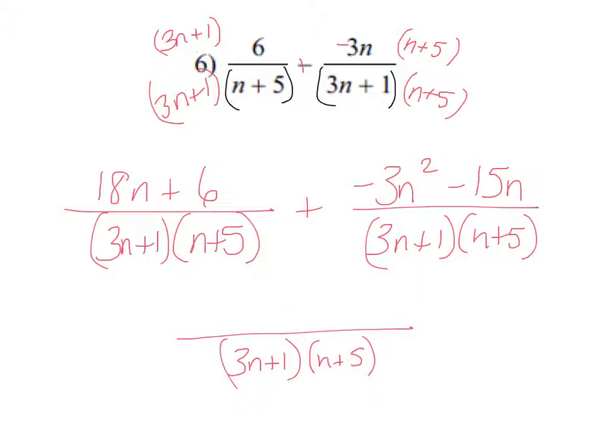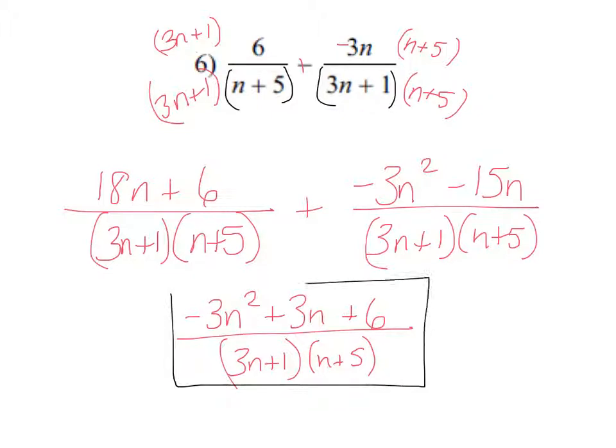So I usually like to put that in decreasing order of the power, so I'm going to start with my negative 3n squared first, and then I've got an 18n and a negative 15n, so that'll be a plus 3n, and then I have a plus 6. All right, so that's basically my answer. The one thing that I do notice about that numerator is I could factor a 3 out of that. Here's the deal though, if I were to factor a 3 out of it, that would only benefit me if I maybe had a 3 out here that would reduce with it, but I don't have that. So I'm not going to take the time to do extra factoring if it's not going to benefit me. So there's my final answer.